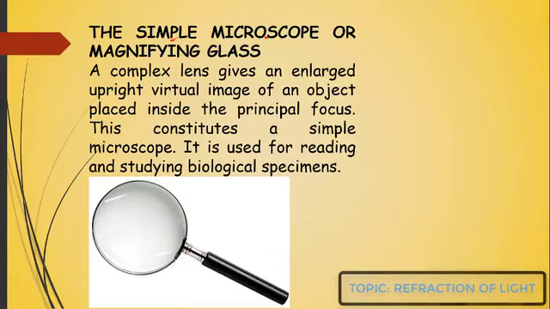We use it in reading and studying biological specimens. On the other hand, the convex lens gives us an enlarged upright virtual image of an object, because this object is placed inside the principal focus. A convex lens is the principle that is used in the construction or manufacturing of a microscope.